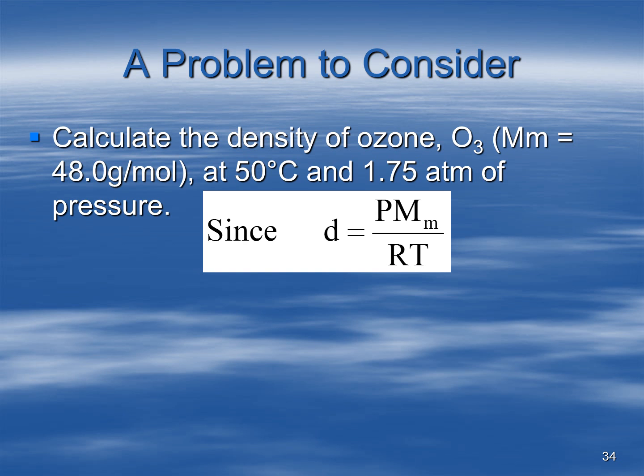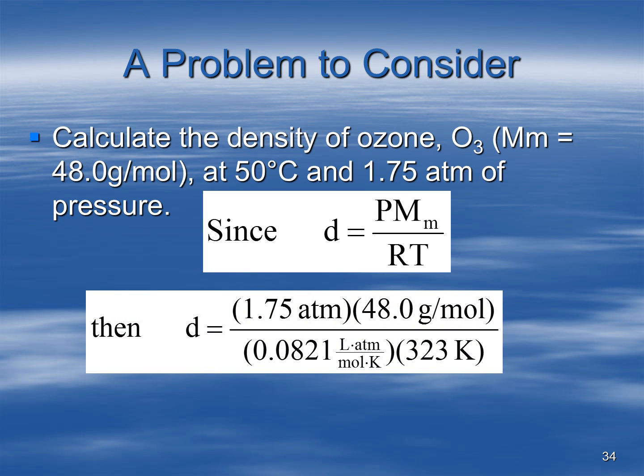All right, so density is P MM over RT, so that is equal to 1.75 atmospheres times 48 grams per mole divided by 0.0821 liter atmospheres per mole Kelvin times 323 Kelvin. The Kelvin will cancel, the moles will cancel, the atmospheres will cancel, and you'll end up with grams per liter. So the density is 3.17 grams per liter.